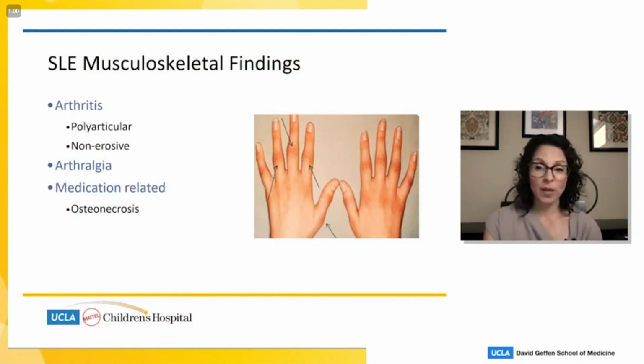Musculoskeletal findings, polyarthritis. As you've learned about JIA, it's really important to think about systemic diseases in a young female with polyarticular disease. They deserve a juvenile arthritis workup as well as a lupus workup as well.